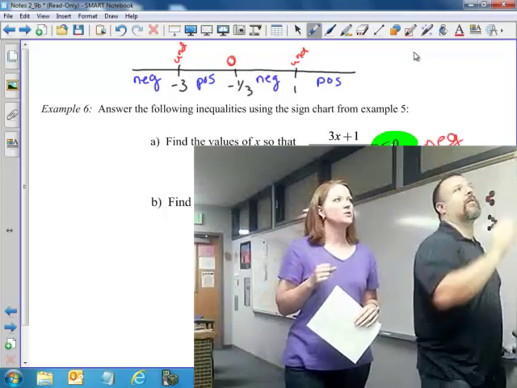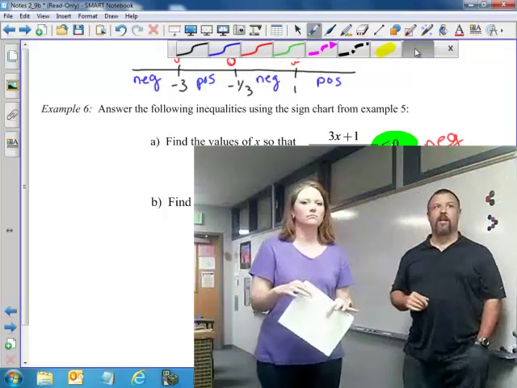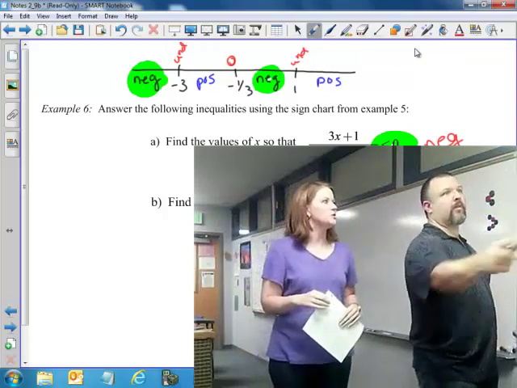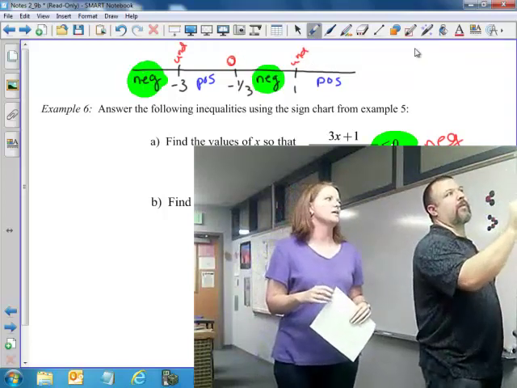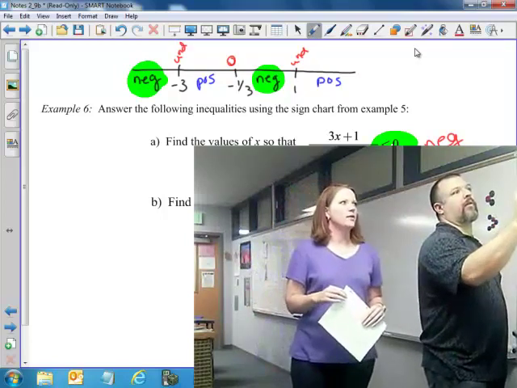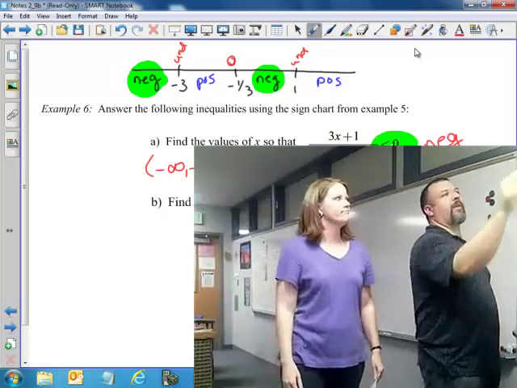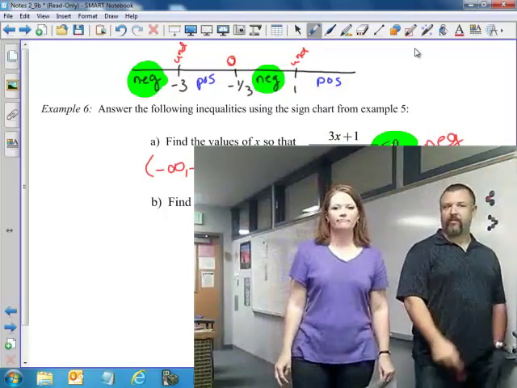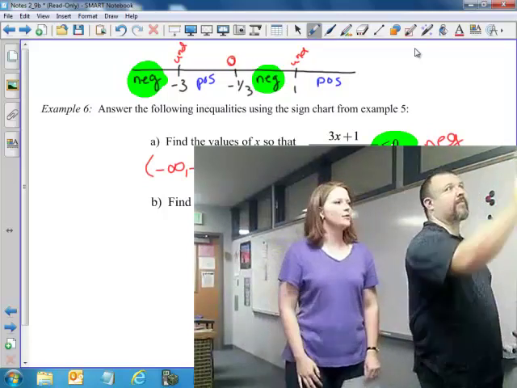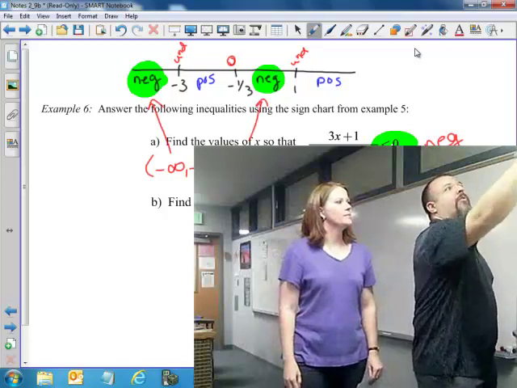So we're going to highlight the negative pieces. But notice we're not going to equal anything. Nothing else is highlighted. Okay, so we're ready to write our inequality, which would be from negative infinity to negative 3, and from negative 1/3 to 1. All we're doing is describing these intervals that are highlighted. That's it. Piece of cake.